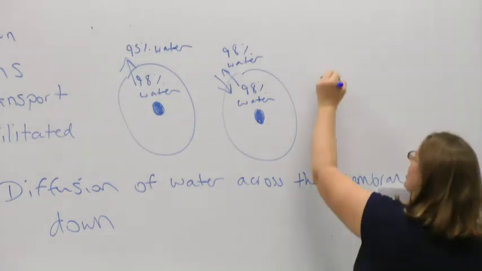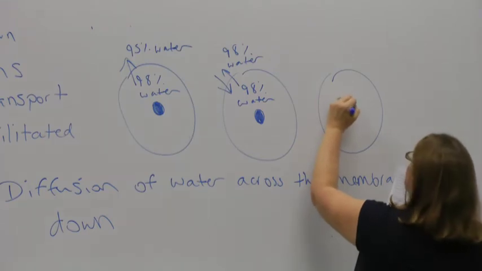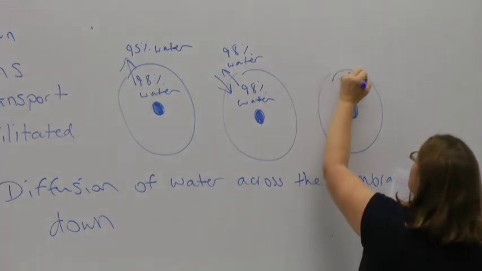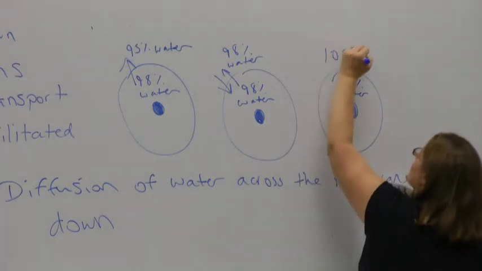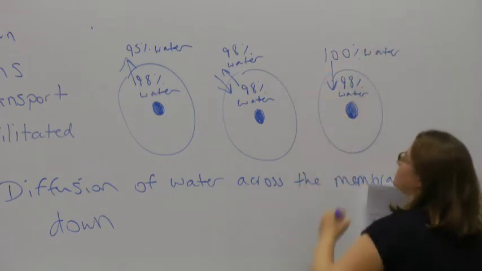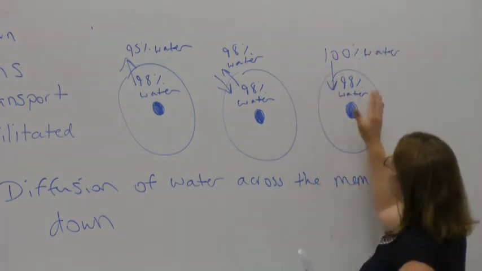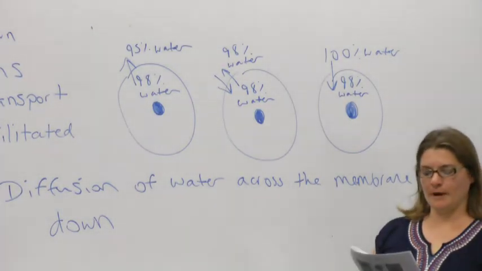And in the last example, we have a cell that has an internal environment of that same 98% water concentration, and the outside of the cell is 100% water. So which way is water going to go? Into the cell, from high to low. Okay?